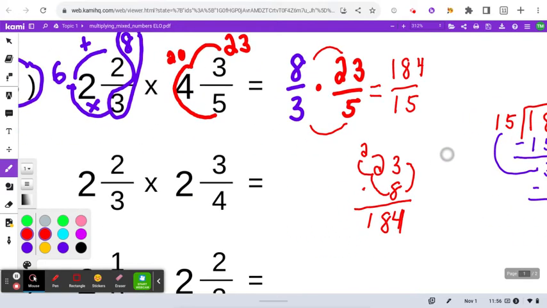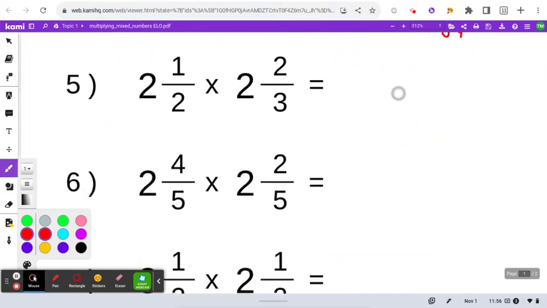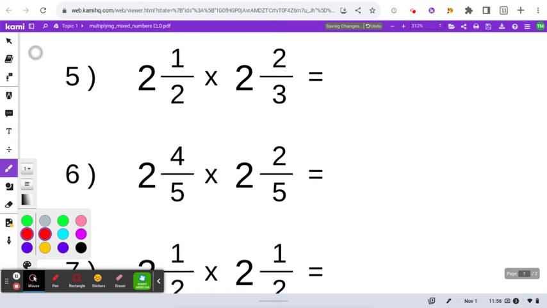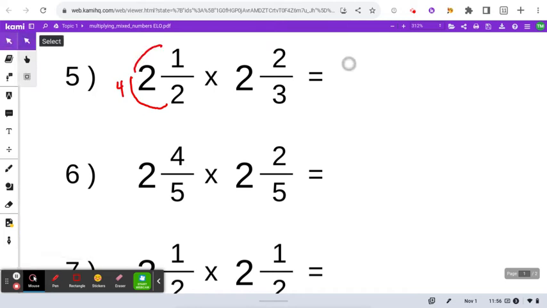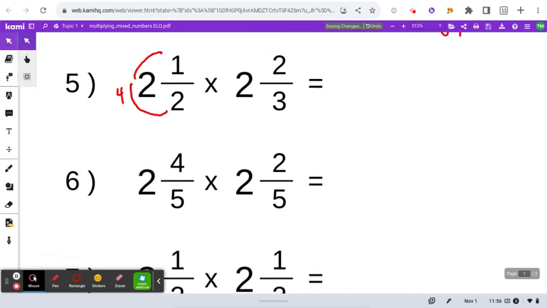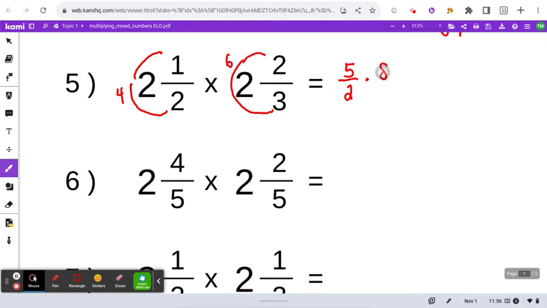Okay, next one, I'll do number 5. Same kind of problem. So backward C. 2 times 2 is 4. 4 plus 1 is 5. That will give me 5 halves, or 5 over 2. Then backward C for this one. 3 times 2 is 6. 6 plus 2 is 8. So I'll get 8 over 3.